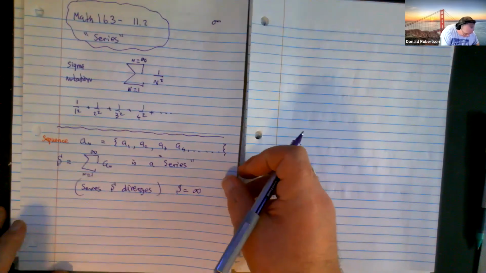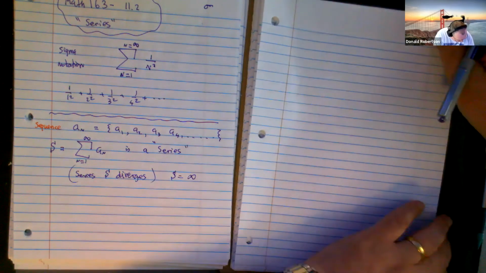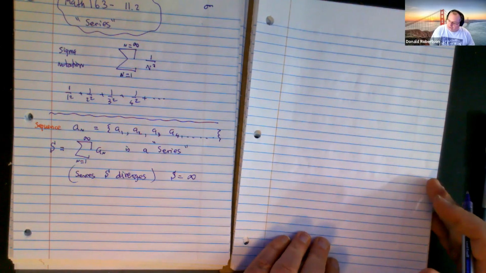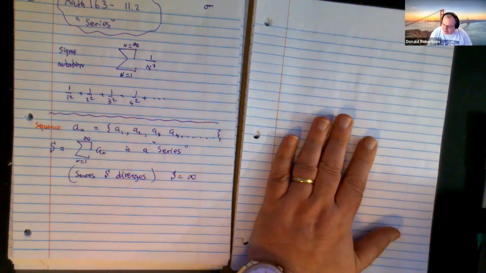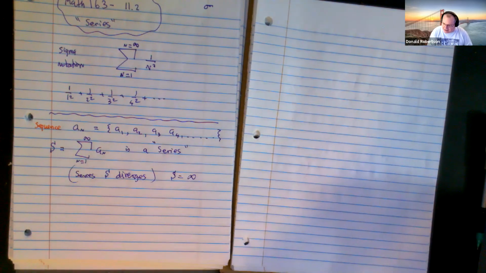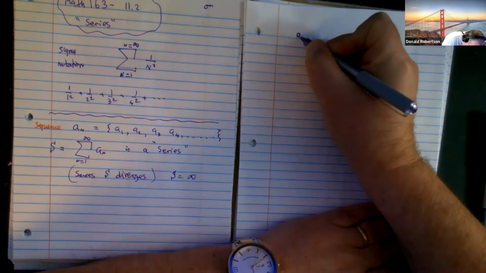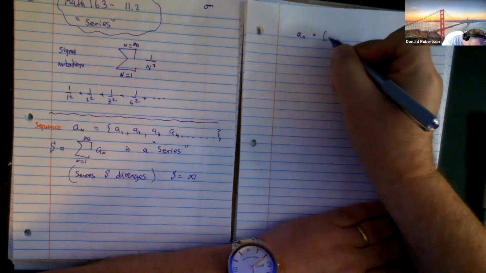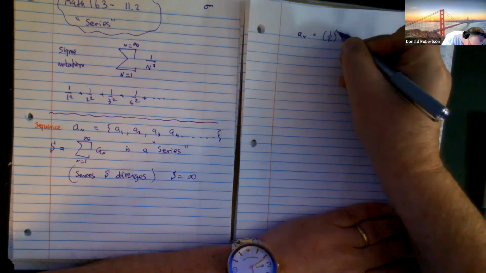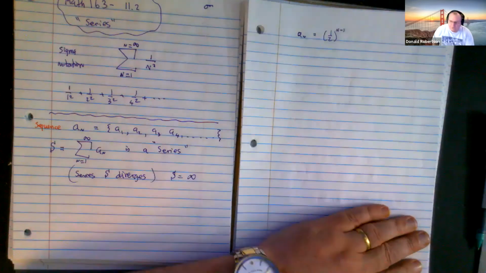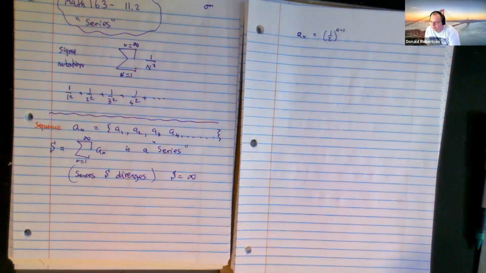So I'm going to show you a sequence that when you add it up, if you make a series out of it, it actually adds up to a fixed amount. You're ready to be amazed? Infinite things added up to a fixed number. So I'm going to have as my sequence this guy here: one half to the power of n minus 1.